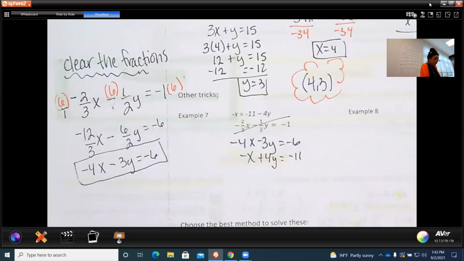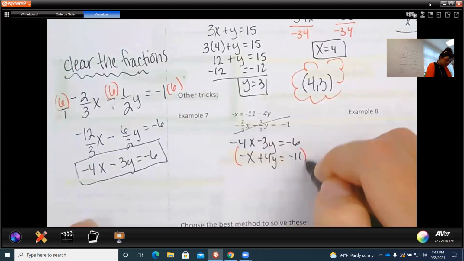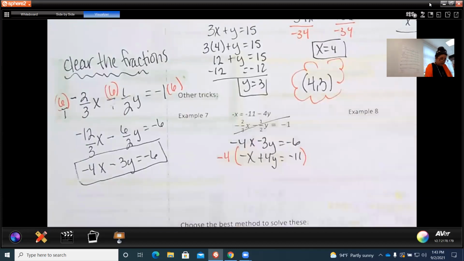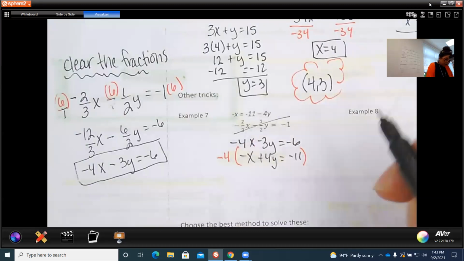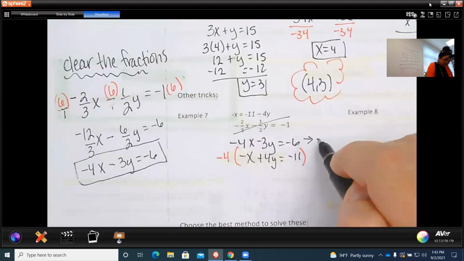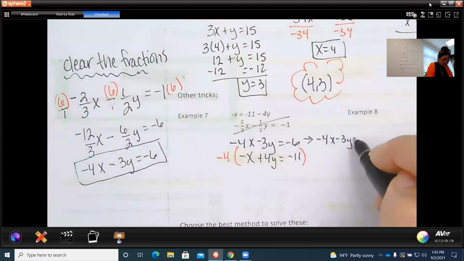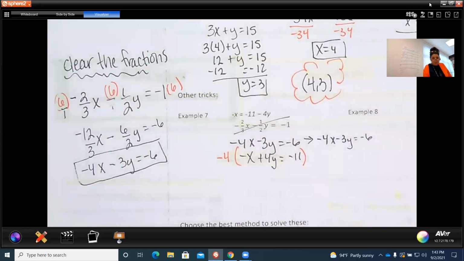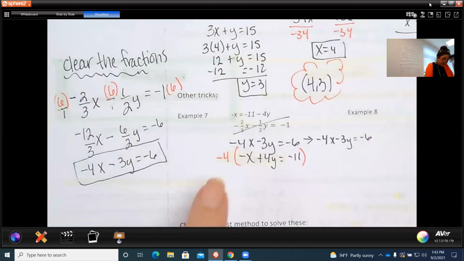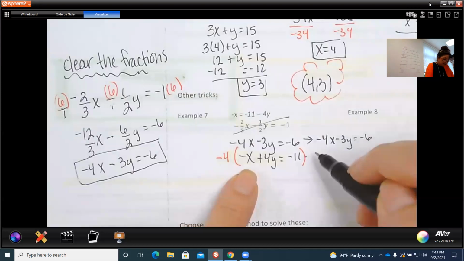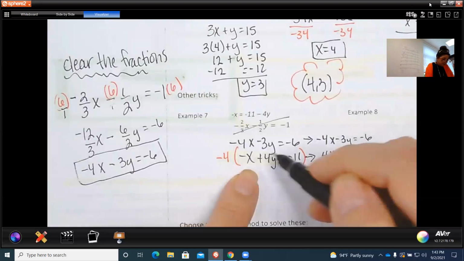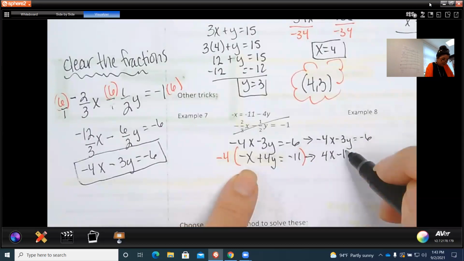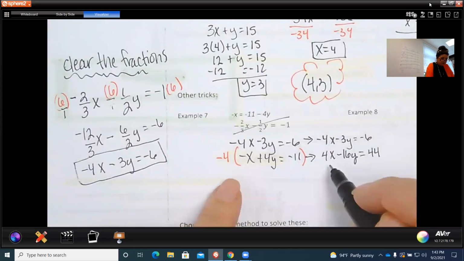There. Okay, so I'm going to multiply the bottom equation by what did we say? -4. The top equation, I'm not multiplying by anything. I am going to rewrite it though, so everything lines up. Bottom equation, -4 times -x is +4x. -4 times +4y is -16y equals -4 times -11 is +44.